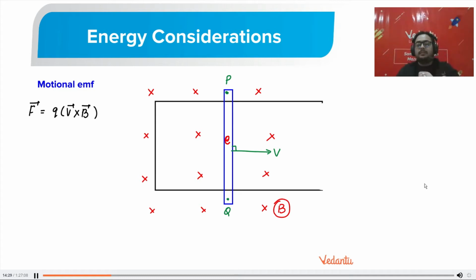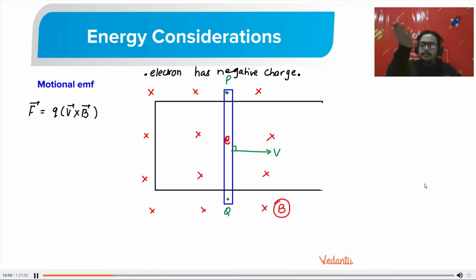But there is one issue. Very good, Harsh. It is an electron, and an electron has negative charge. Do you remember? So what will happen? Very good, Aditya. Whatever answer is coming, the direction will get reversed. So V cross B is coming up, but the force on the electron will act down. Samajh aaya? So what will happen? The electron will start moving towards down.